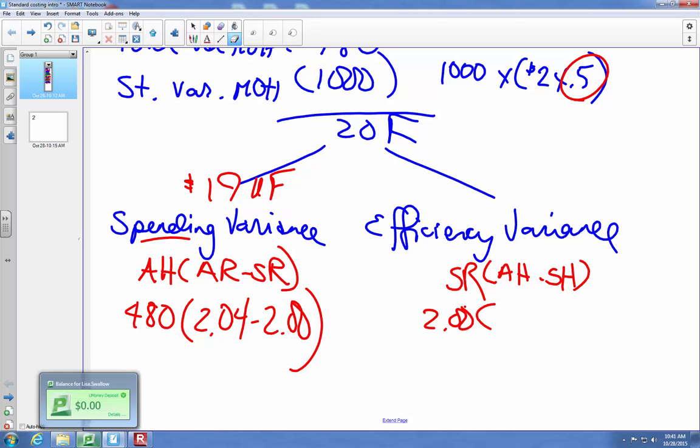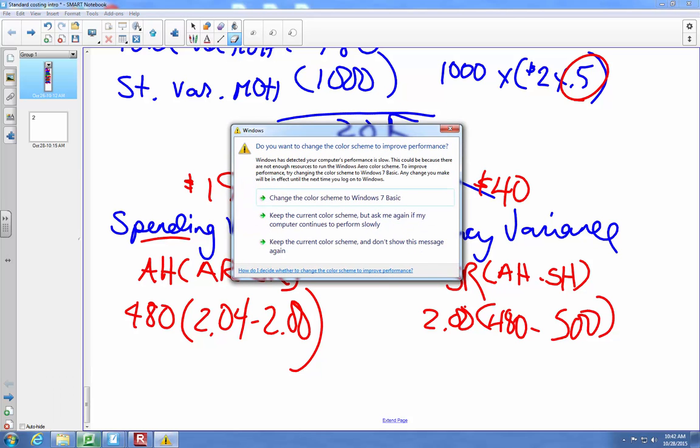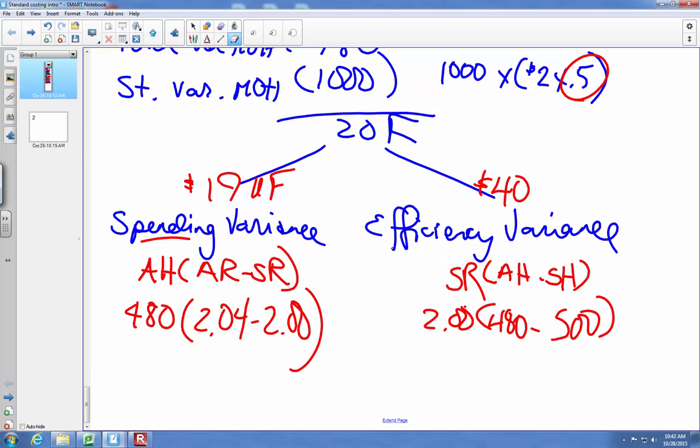How many hours did I actually apply based on? 480. And how many hours had I planned on applied based on? 500. So that's about what? 40 bucks. Favorable or unfavorable? Favorable. Because I had less hours, right? So that's a good thing.